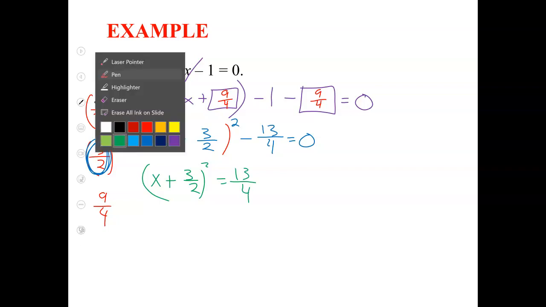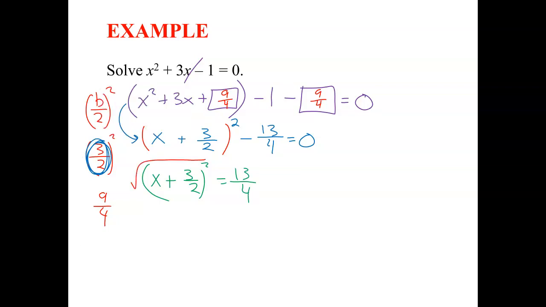Then I'm going to square root. Square root, x plus 3 over 2 equals positive and negative, square root of 13 over 4. I can simplify that radical. Remember, our product rule says if I have a fraction inside a radical, I can do the radical to both the numerator and the denominator separately. 13, I can't simplify as the radical, but 4, I can. Square root of 4 is 2.